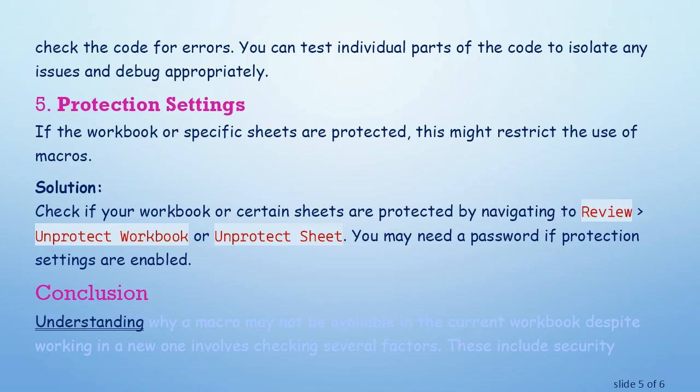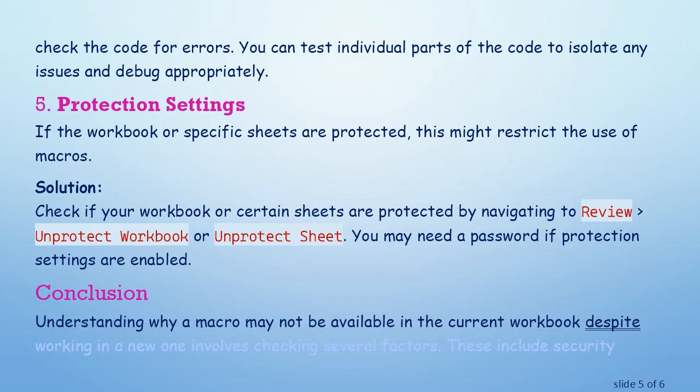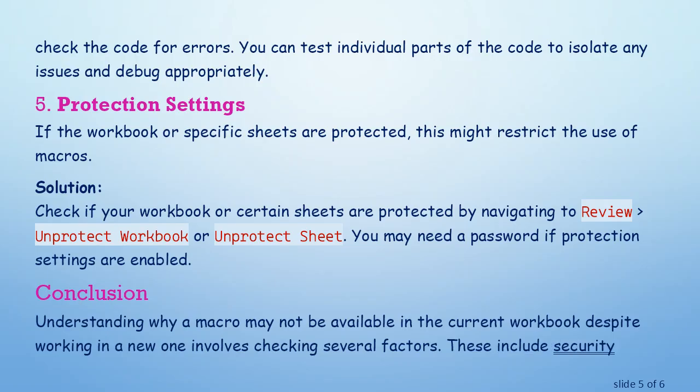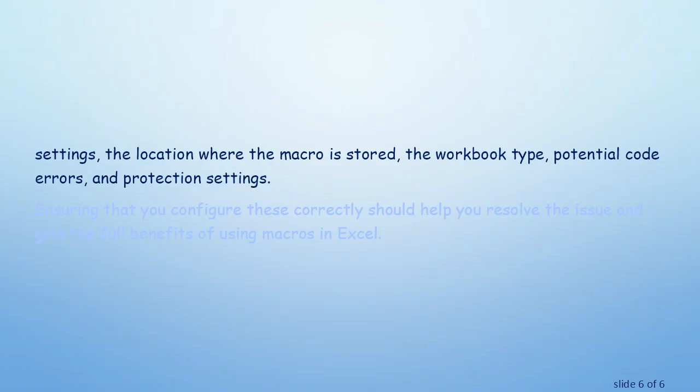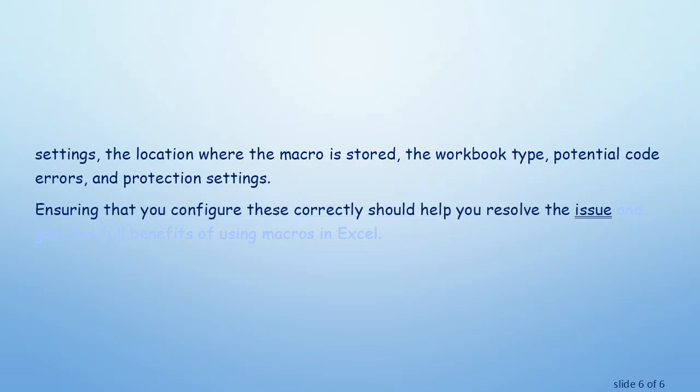Conclusion. Understanding why a macro may not be available in the current workbook despite working in a new one involves checking several factors. These include security settings, the location where the macro is stored, the workbook type, potential code errors, and protection settings. Ensuring that you configure these correctly should help you resolve the issue and gain the full benefits of using macros in Excel.